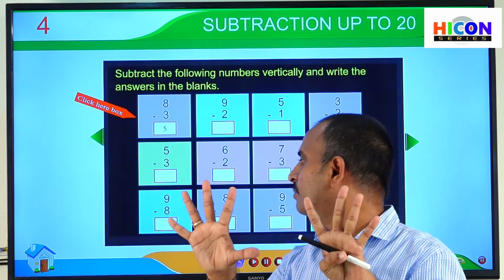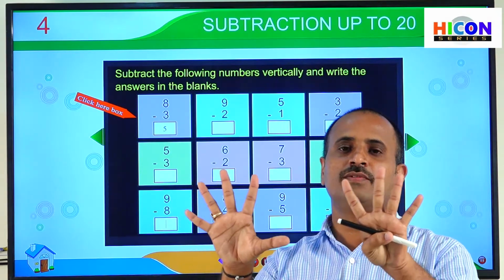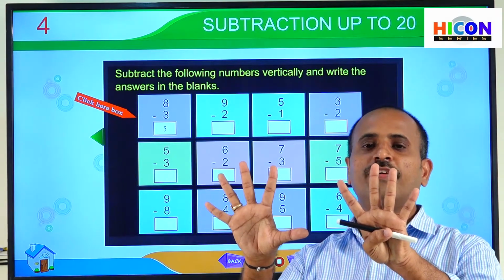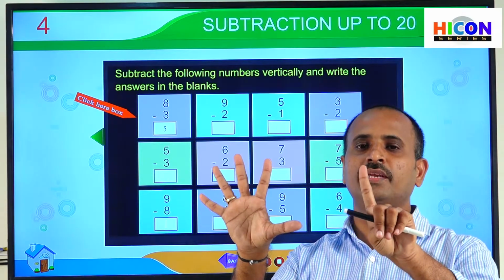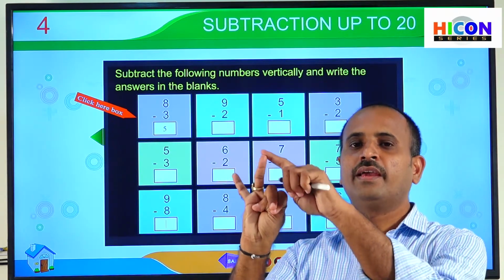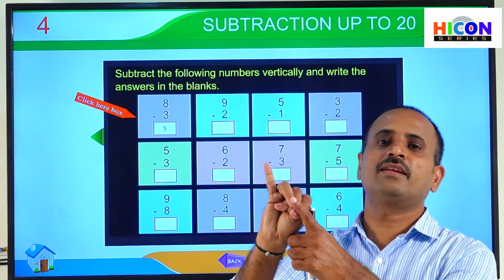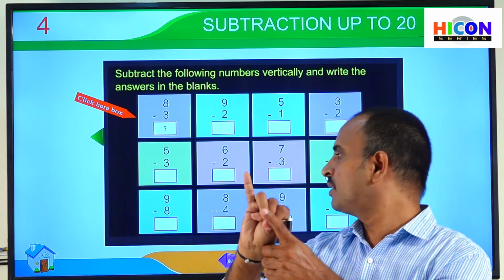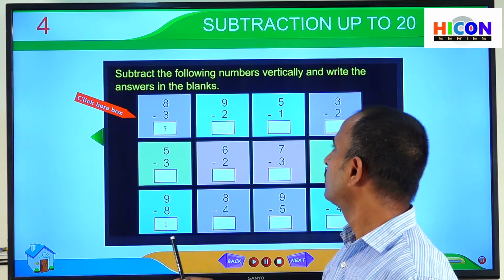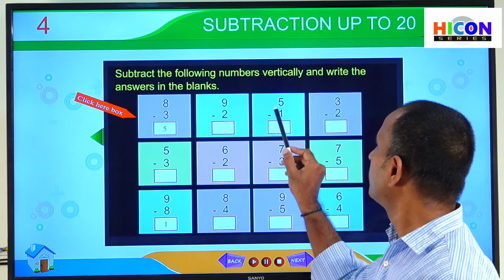So what is the second number there? 8. That means we have to close 8 fingers among 9 fingers. So close 8 fingers. 1, 2, 3, 4, 5, 6, 7, 8. So how many fingers are there? There is 1 finger left. So write 1 in this box. So the difference is 1.